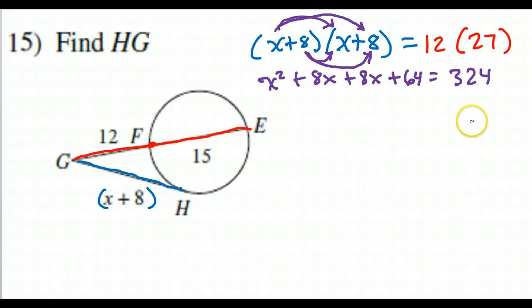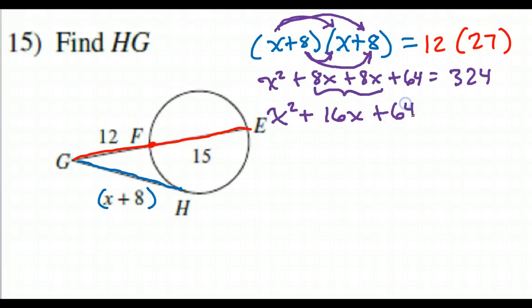Huh, I feel a quadratic formula coming on. Don't you? Do you sense it? Do you feel it? That's going to be x squared. These are like terms, so I'm going to have x squared plus 16x plus 64 is equal to 324.